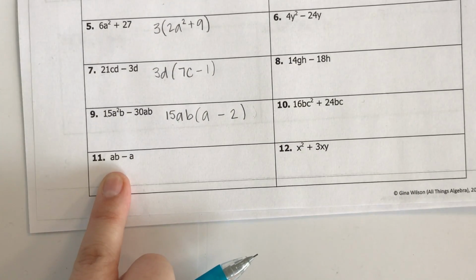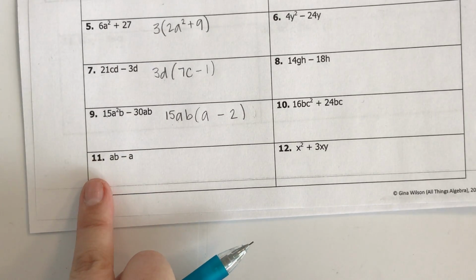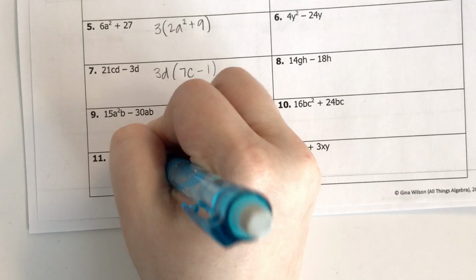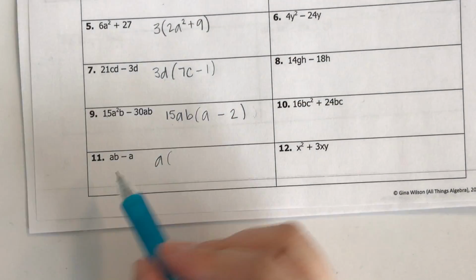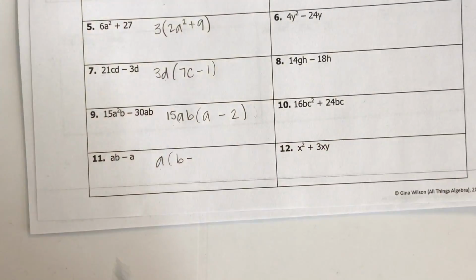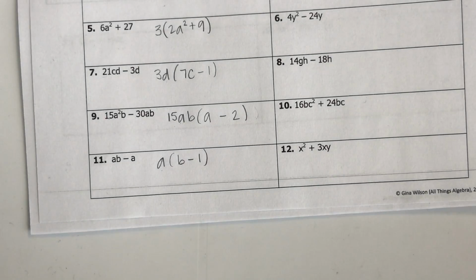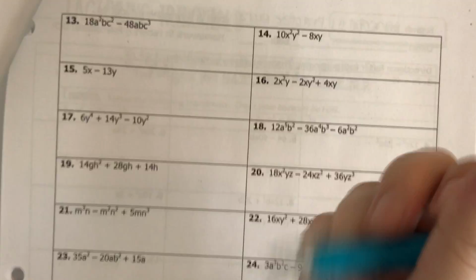All right, let's try this one, number 11. ab minus a. This one's a little easier. What can I divide out of both? a. That's the only thing they have in common. So, ab divided by a is b, minus a divided by a is 1. a times b minus 1. Okay, so let's try some more. Hopefully this is making a little bit more sense.